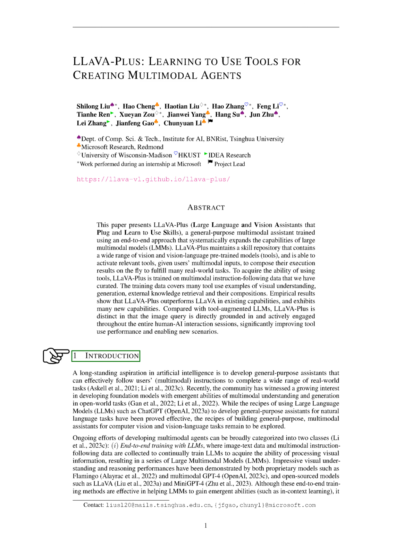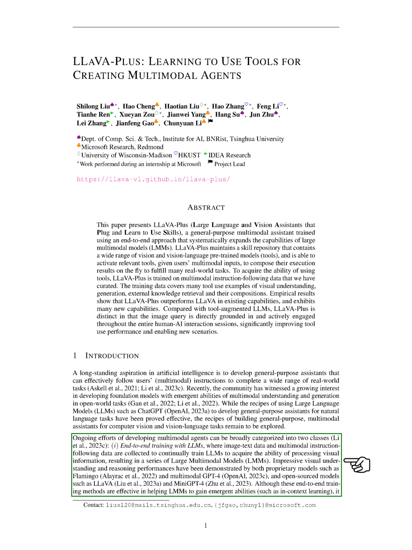Section. Introduction. In the field of artificial intelligence, there's a long-standing goal to create versatile assistants that can follow users' instructions across various tasks, especially those involving multiple modes of input. Recently, there's been a surge of interest in developing foundational models that can understand and generate responses in a variety of tasks, using different types of input. Large language models, LLMs, like ChatGPT have proven effective in creating general-purpose assistants for tasks involving natural language. However, the challenge of creating similar assistants for tasks involving computer vision and vision language tasks is still being explored.